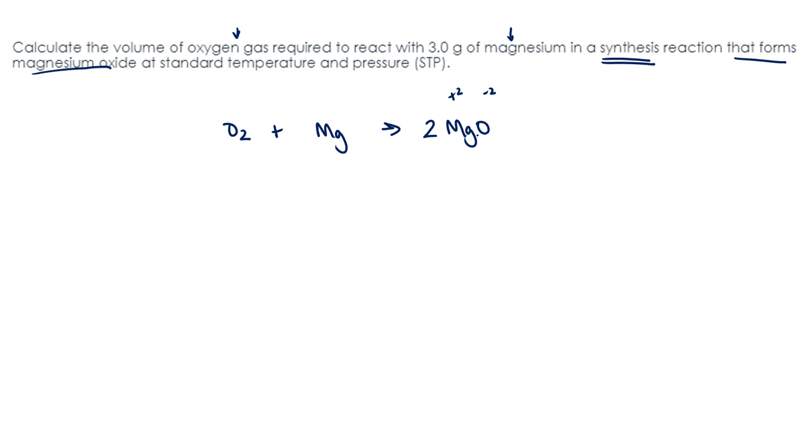So now I have 2 MgOs. I've got 2 O's and 2 Mg's. I've got 2 O's and only 1 Mg. So we need to make that a 2. So we've got our balanced equation, O2 plus 2 Mg yields 2 MgO.